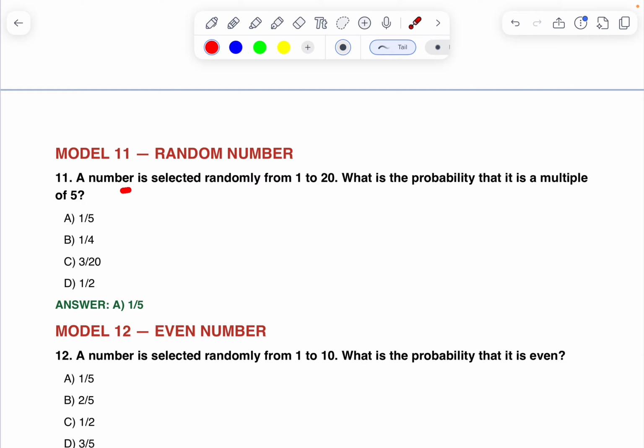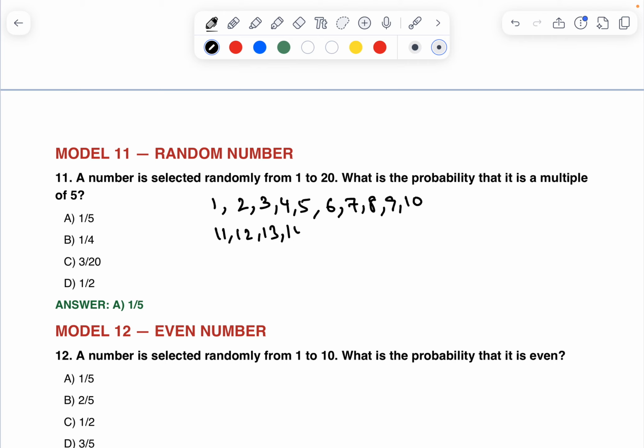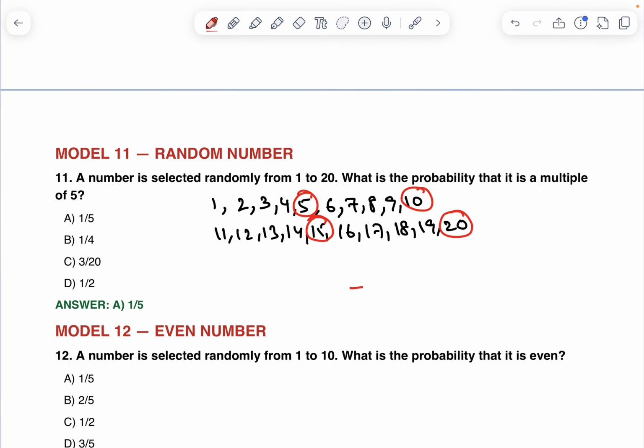Random number question. A number is selected randomly from 1 to 20. What is the probability that it is a multiple of 5? Total how many numbers? 1, 2, 3, 4, 5, 6, 7, 8, 9, 10, 11, 12, 13, 14, 15, 16, 17, 18, 19, 20. Okay. Here I am discussing the multiples of 5: 1, 2, 3, 4. Therefore, the answer is 4 out of 20 numbers, 4 by 20, that is equal to 1 by 5. Okay. It is a multiple of 5.